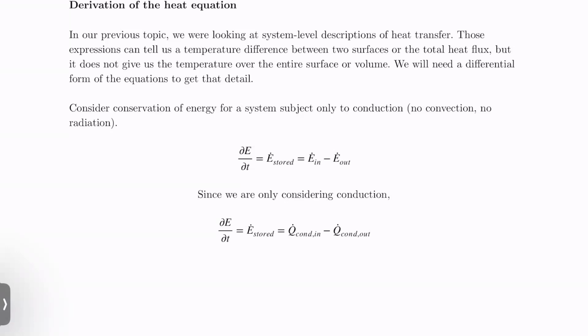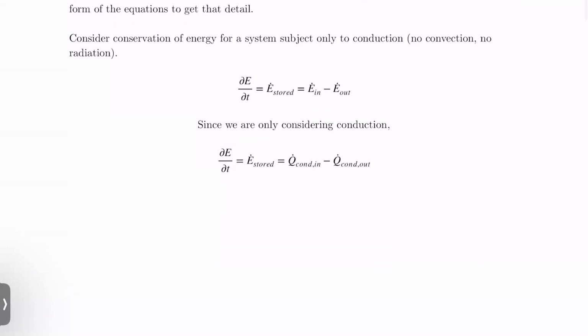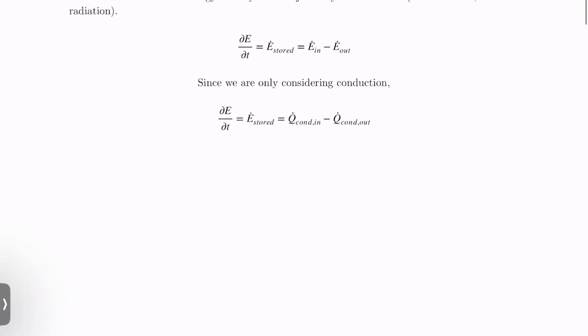Basically this is an analogy of when we did the fluid mechanics sections going from our integral equations to the differential form of the equations. We're gonna do that exact same thing for conduction. So we have conservation of energy for a system that is only subject to conduction. We don't have convection, we don't have radiation, we only have conduction. And because of this, our dE/dt, or E dot of storage, is equal to Q dot conduction in, minus conduction out.